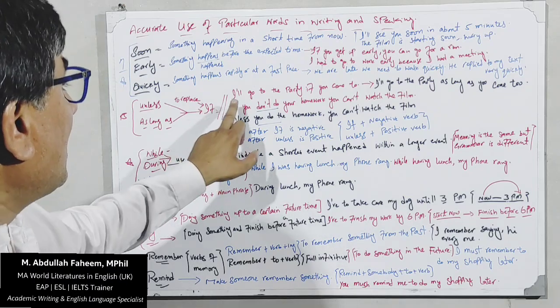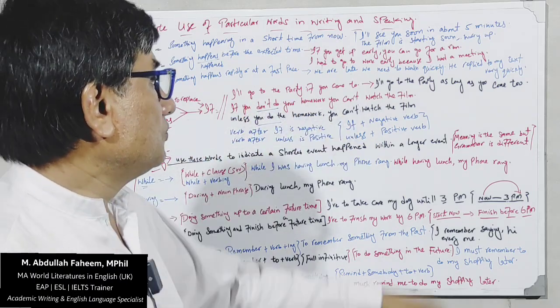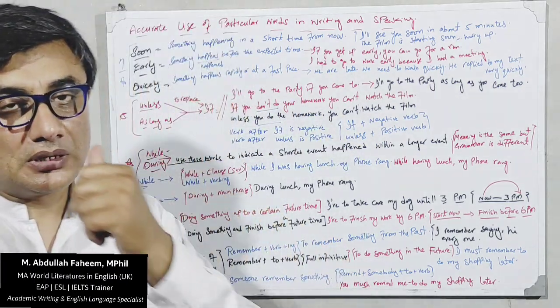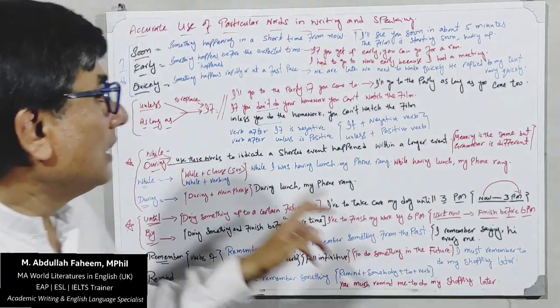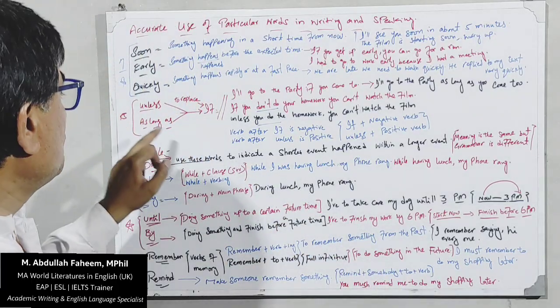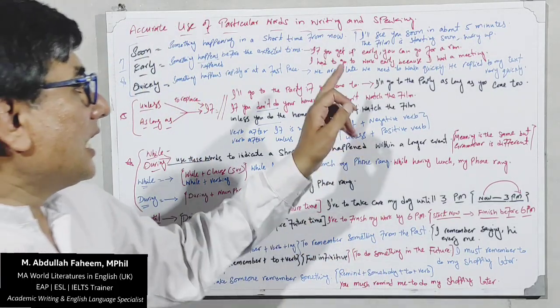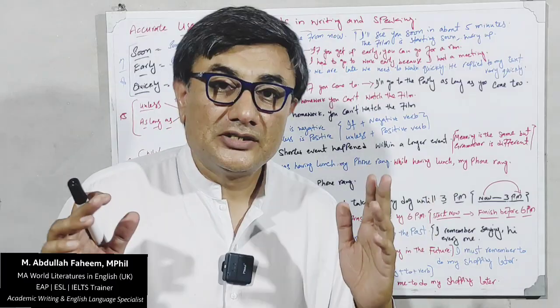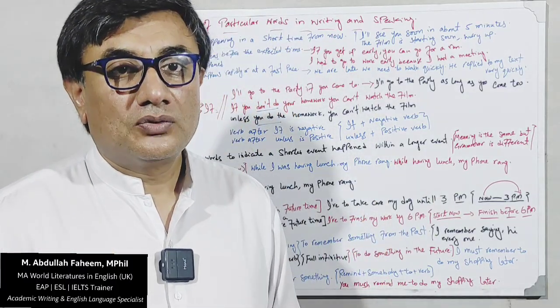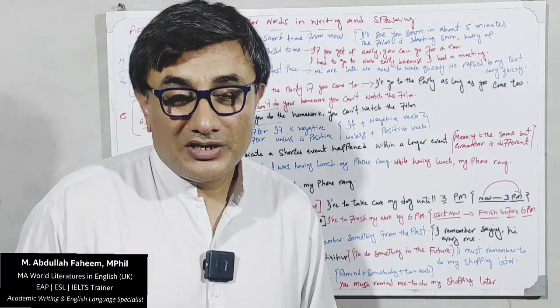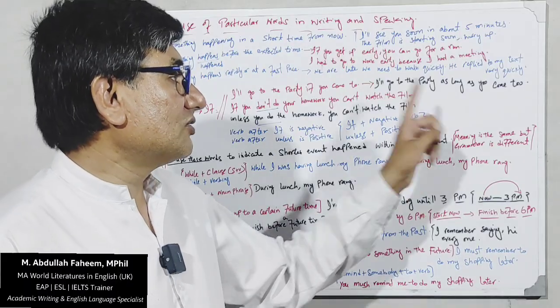The first thing is, I'll go to the party if you come too. यानी मैं पार्टी में जाऊंगा अगर आप आते हो. So now let's see हम कैसे as long as को यूज कर सकते हैं. I'll go to the party as long as you come too. यानी मैं पार्टी में जाऊंगा अगर तुम भी आते हो. So we replace if with as long as.